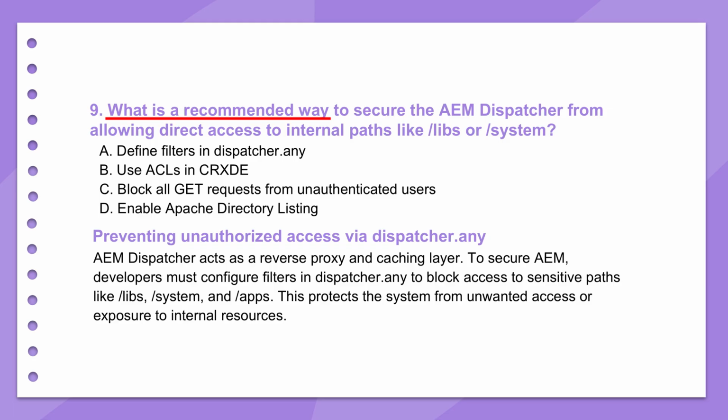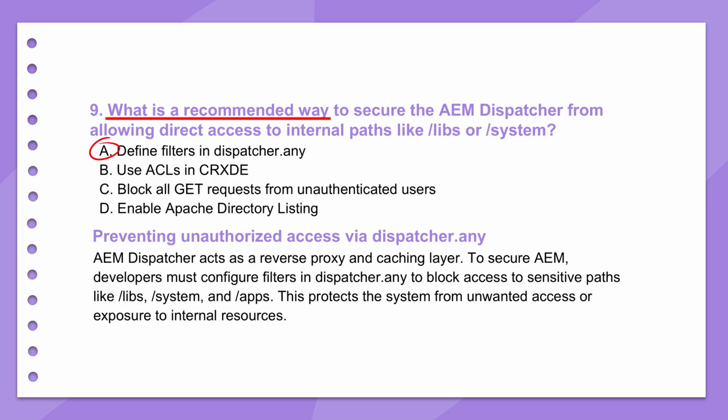And the answer is A, define filters in dispatcher.any. The dispatcher, right? That's the web server module sitting in front of the AEM publish, acting as a cache and a gatekeeper. Why are these filters in the dispatcher.any file so critical for security? So these dispatcher filters in the dispatcher.any config file, they're basically a set of rules. They decide which HTTP requests get allowed through to the actual AEM backend publish instance.